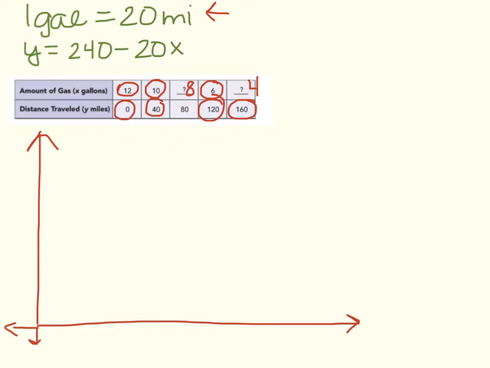So I'm just drawing this very abbreviated version of the coordinate plane. I'm using 1 unit on the horizontal axis to represent 1 gallon of gas. So let's quickly put those into place.